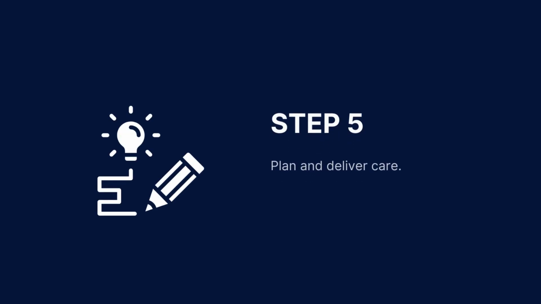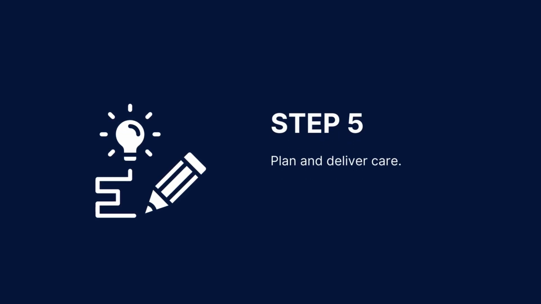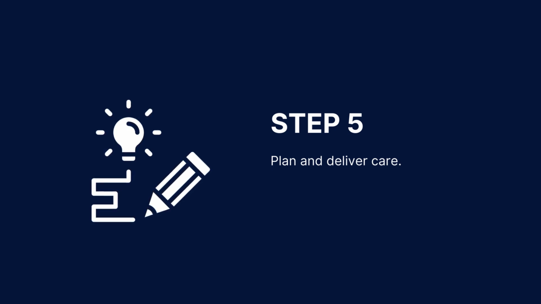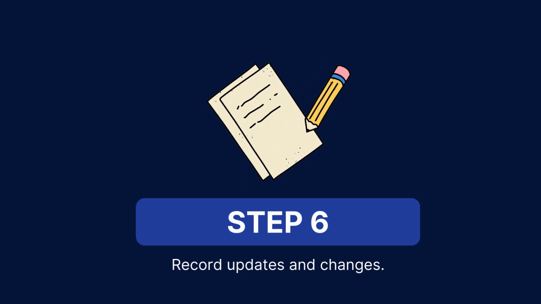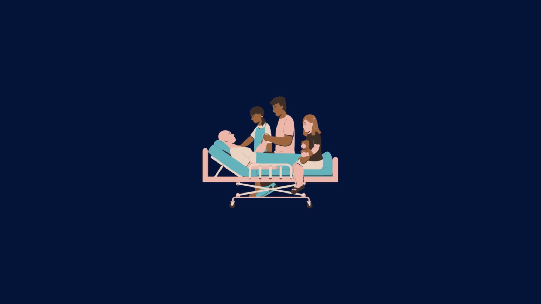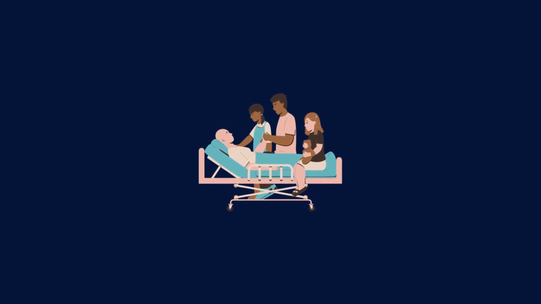Plan and deliver care. Outline the plan of care and any care given, noting the patient's response. Changes in the plan of care should be updated promptly. Record updates and changes. Keep track of any significant updates or changes in the patient's condition or treatment plan. It's also important to know other relevant information such as family visits or dietary consultations.